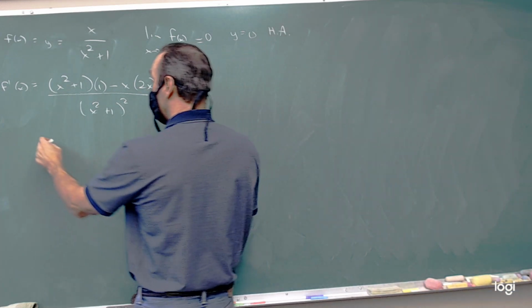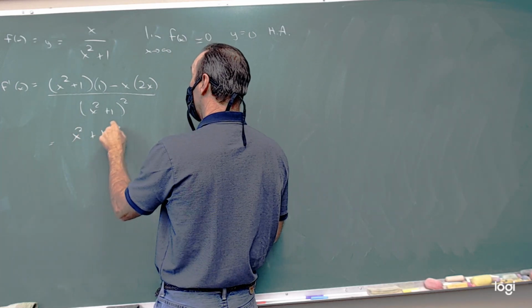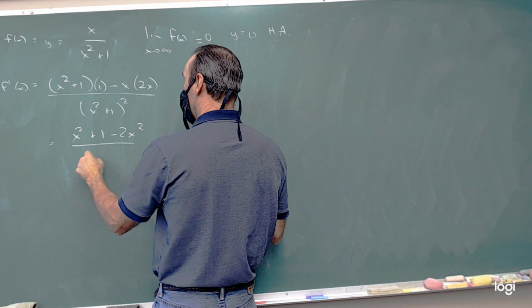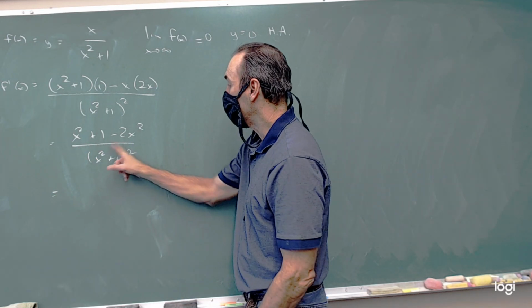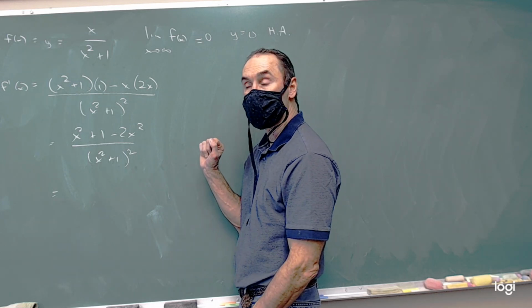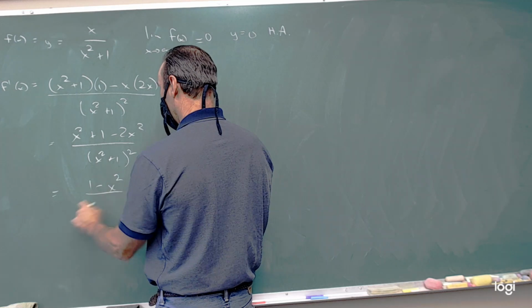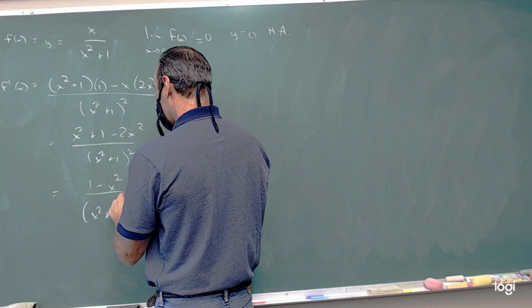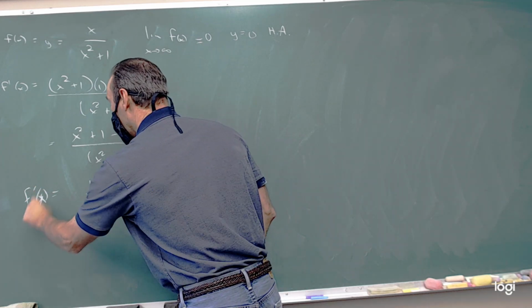I'm going to clean up the numerator. That's going to be x squared plus 1 minus 2x squared, over x squared plus 1 squared. So that's going to become 1 minus x squared in the numerator. x squared minus 2x squared is a negative x squared. Now this is a nice form, believe it or not, for our derivative.